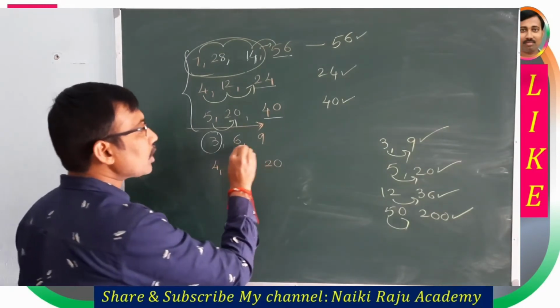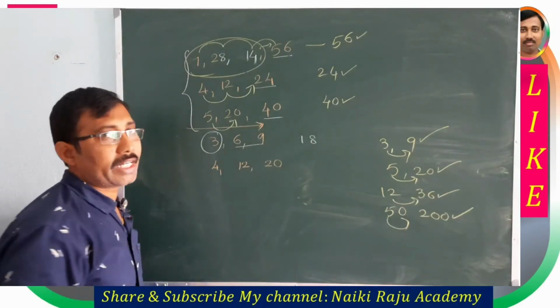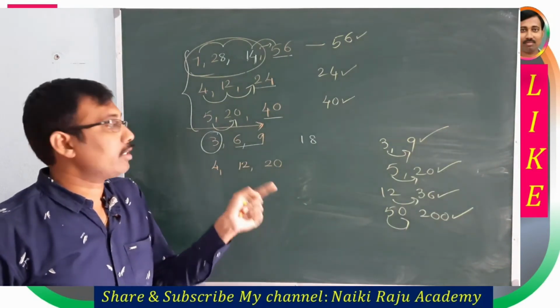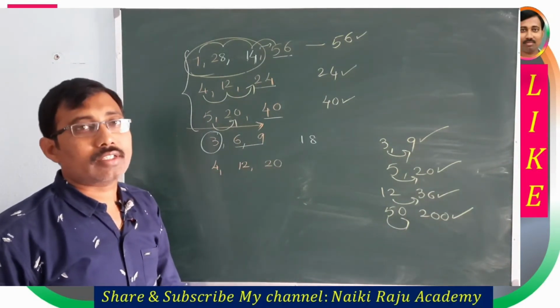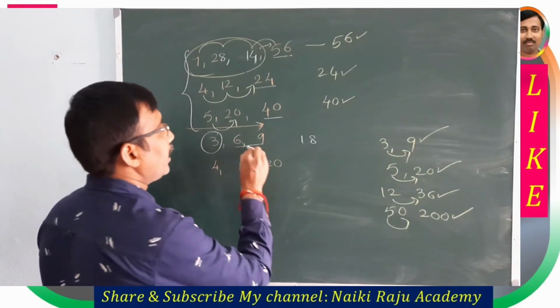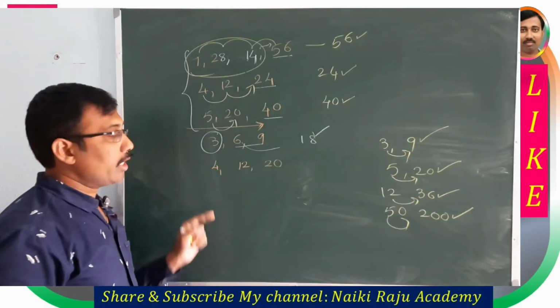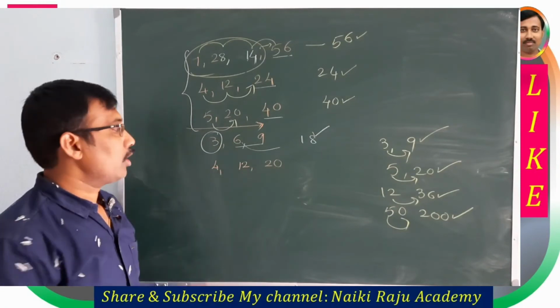So 9, the next number is 9 2 is 18. 9 multiples: 9 2 is 18. 6 table: 6 3 is 18. So LCM is equal to 18. Next one, 4, 12, 20.